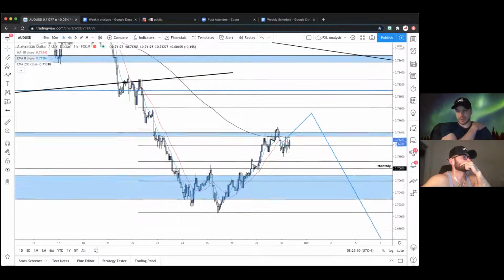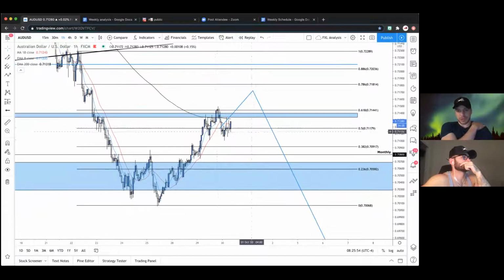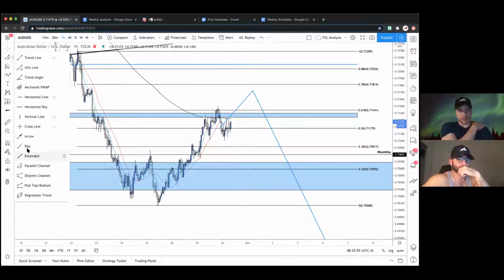So let's go ahead and drop down one more time frame. And this is like a 1 hour head and shoulders. You guys see this? Left shoulder, head, right shoulder. Let me just draw this neckline in.